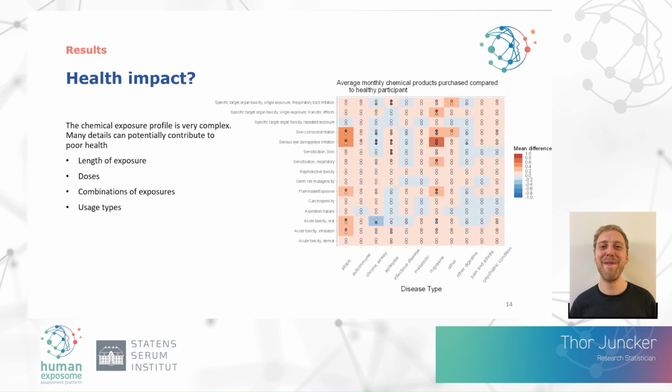Then we have the same kind of plot where we again have people with these disease types, but now here we classify the products. We identify all the chemicals in each product, and if they have a hazard associated with them according to the database REACH that I talked about earlier, then we classify the product as these ones. And then we plot the same monthly chemical product purchase. This figure doesn't really show any significance, but it was the due diligence.